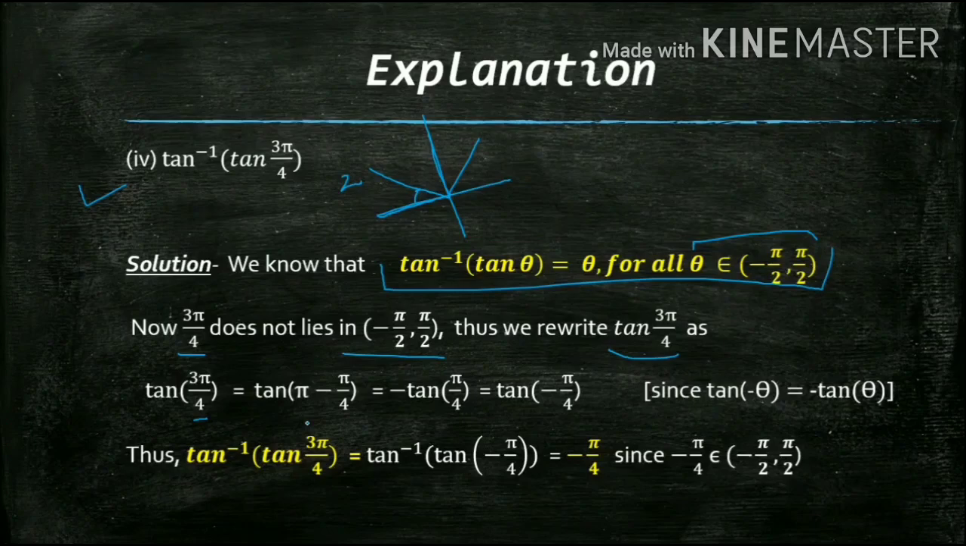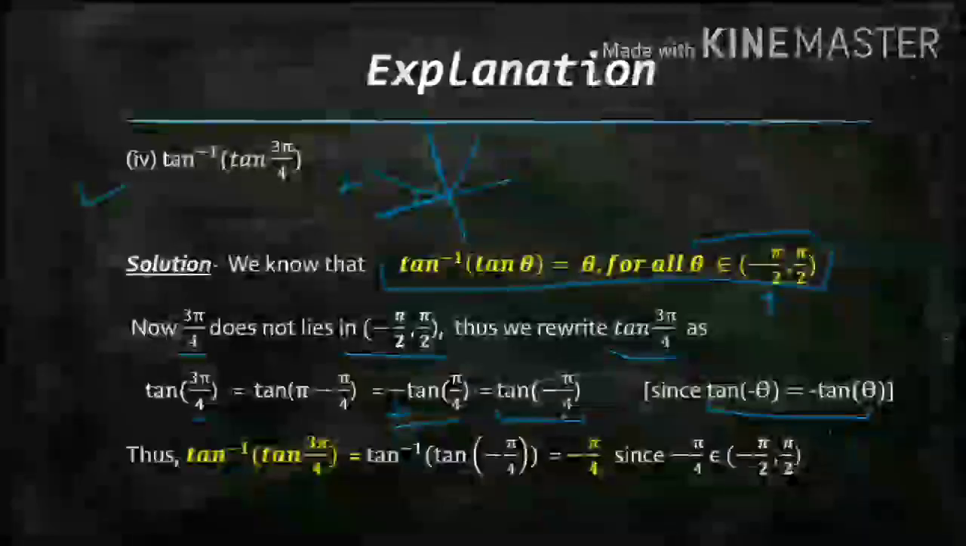Now what is tan of pi minus theta? Tan of pi minus theta would lie in the second quadrant. In the second quadrant tan is negative, so it would be minus tan theta. Okay. Now again you are getting minus, but now we can use this minus. How? We can write it like tan of minus pi by 4. Why? Because we know tan of minus theta is minus tan theta. So I can just take the minus inside. And now you can see that minus pi by 4 belongs to this interval.